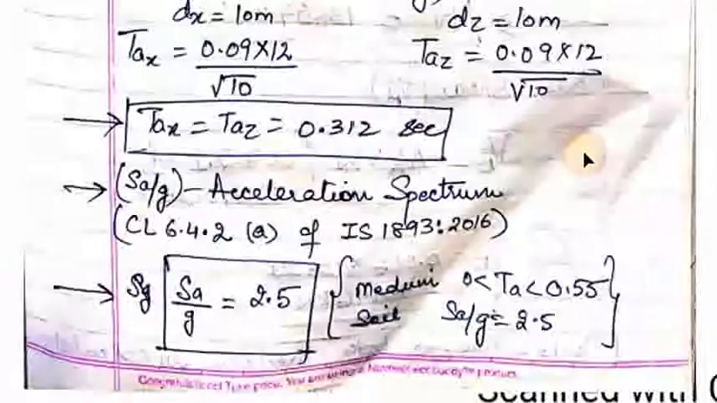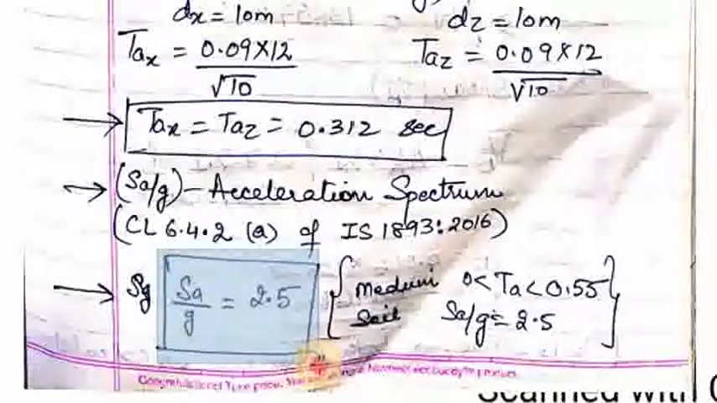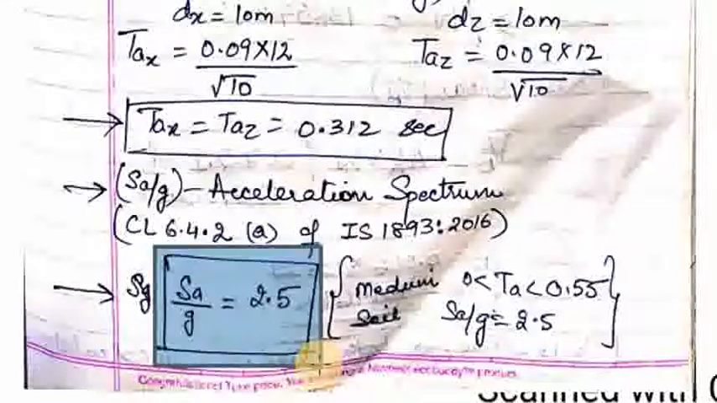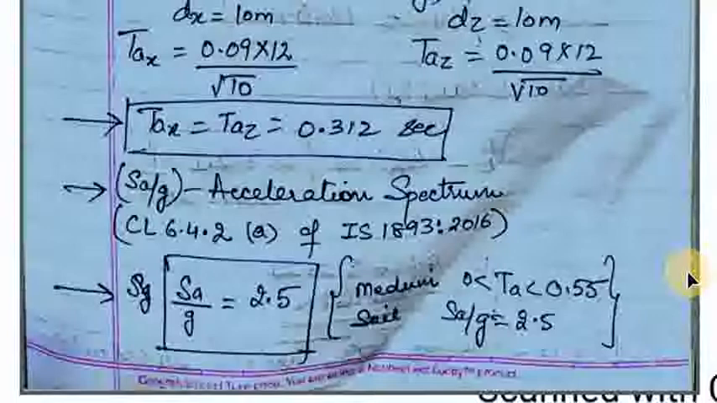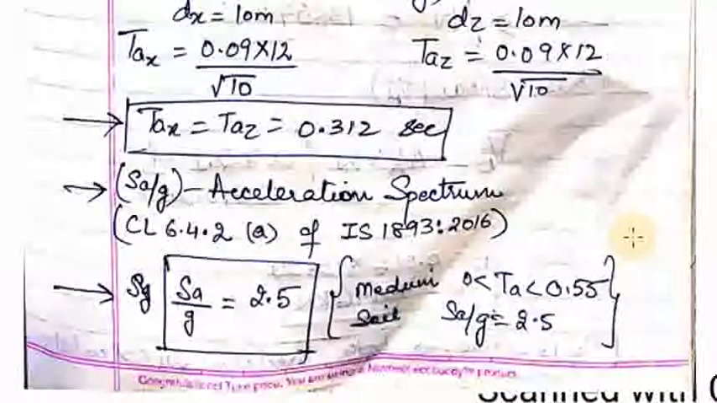Now we need to calculate Sa/g or the acceleration spectrum, that we will calculate as per clause 6.4.2. Now Sa/g, you just take the value from the code, it comes out to be Sa/g equal to 2.5 as it is a medium soil. After that we need to calculate the design horizontal seismic coefficient or Ah.